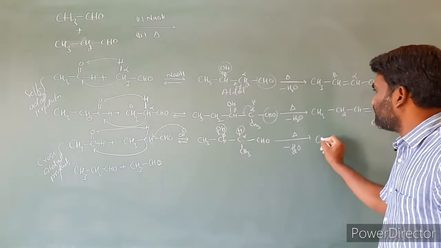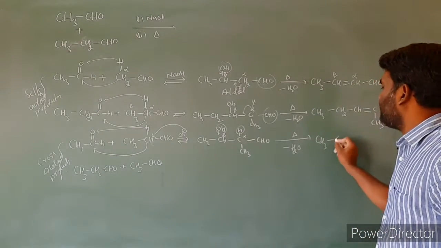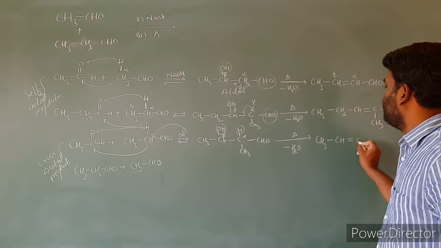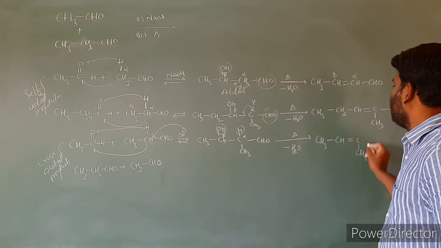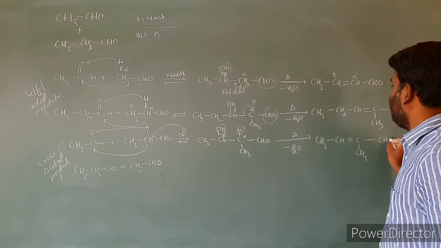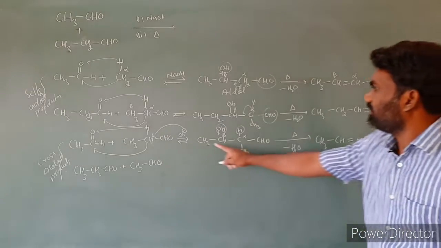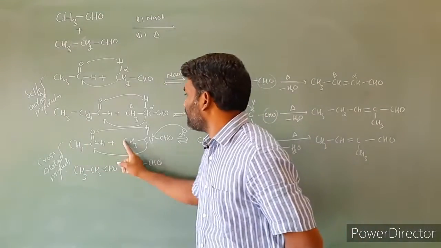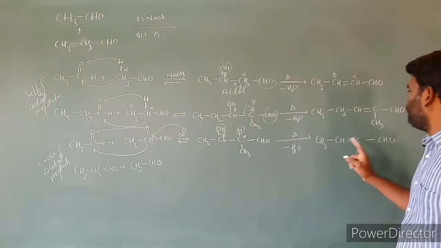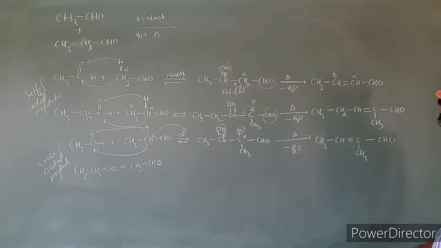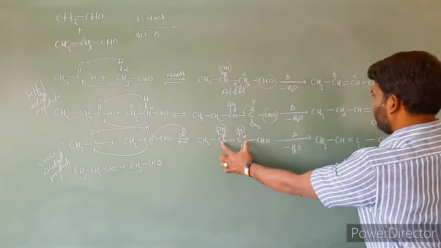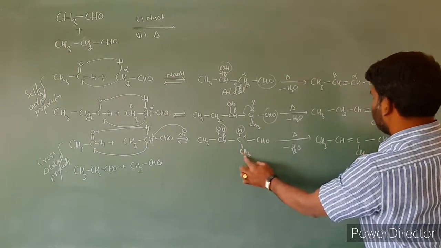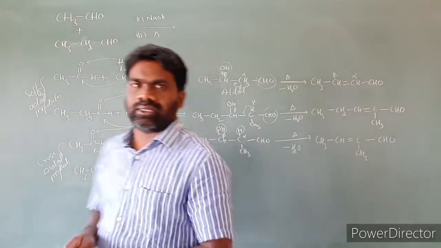Then the product is CH3 CH double bond CH3 CHO, isn't it? Number of carbons initially: 1, 2, 3, 4, 5, a total of 5 carbons. So this is the product formed, CH3 CH, between them is a double bond. That is the product formed in that reaction.